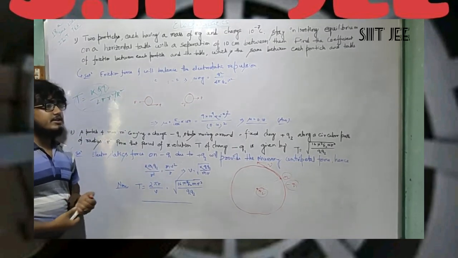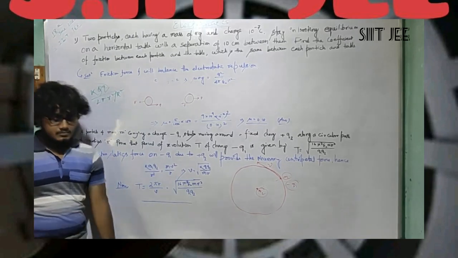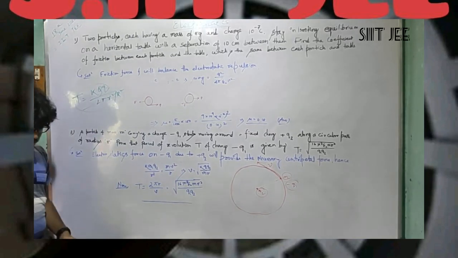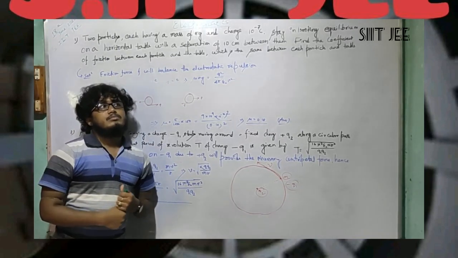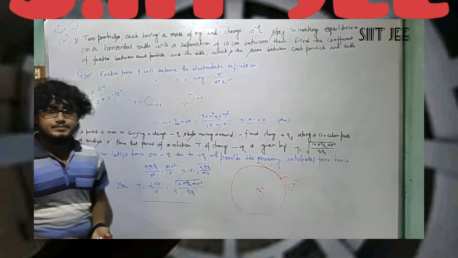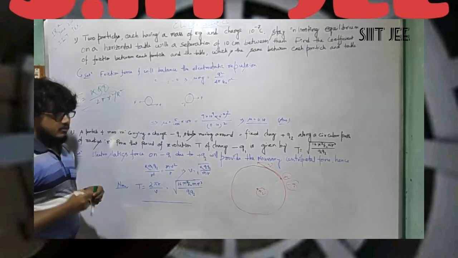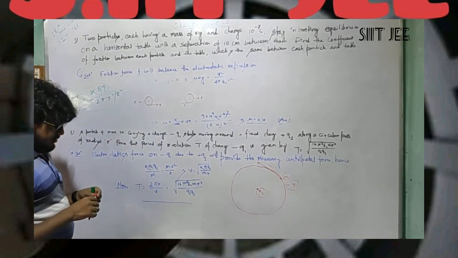And electric field intensity, we know that E is equal to KQ divided by R square. Then we solve some numericals.